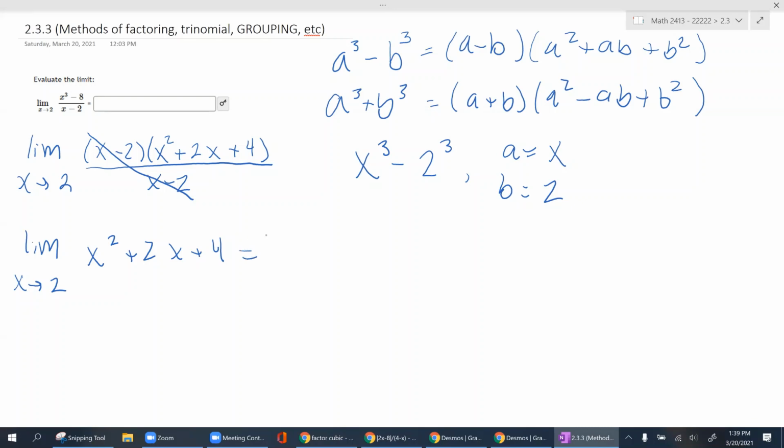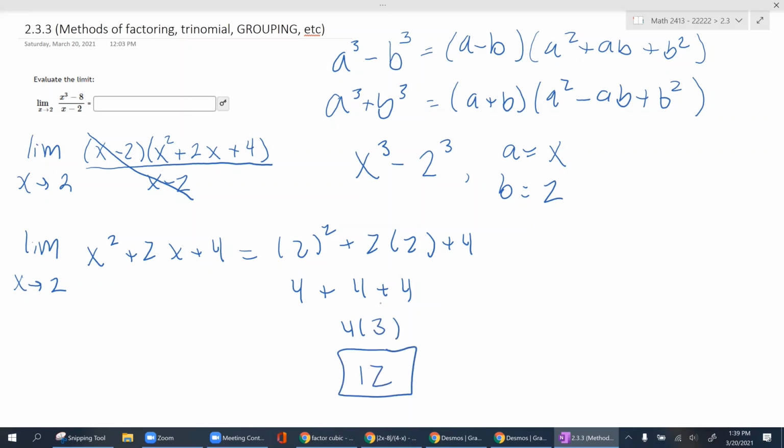What does it give me? Do I get 0 over 0? Does it give me infinity, undefined? So this is 2 squared plus 2 times 2 plus 4. This gives me 4 plus 4 plus 4, so I just have 3 fours, which is 12. So the limit of that function as x approaches 2, at the beginning gave me 0 over 0, but I moved things around and it gave me 12. And this is why we do that.